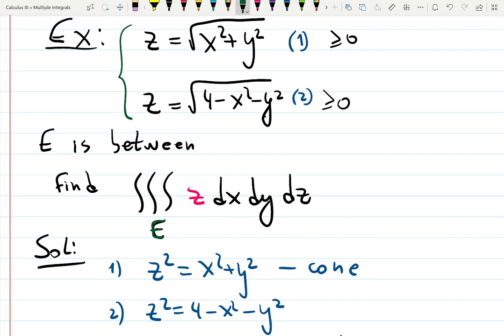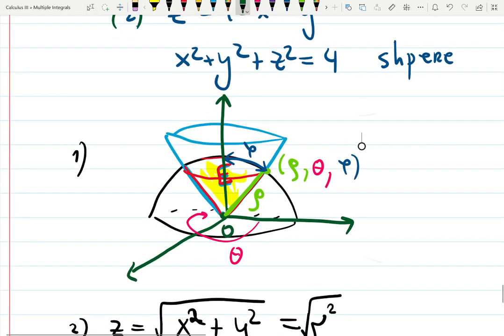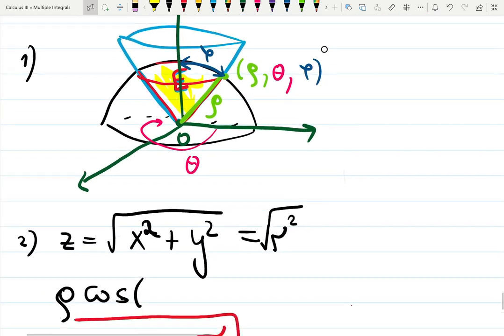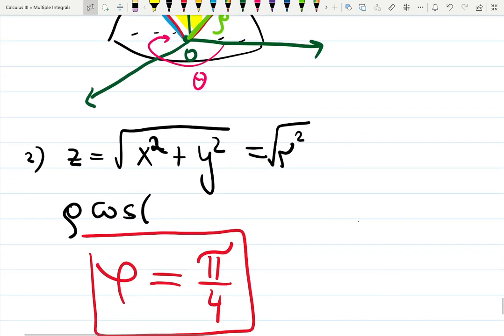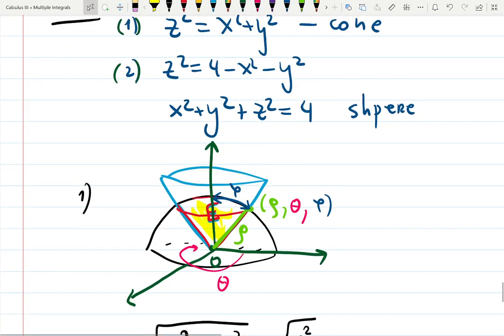z squared equals x squared plus y squared, which is coming from formula number 1. That is a cone. From formula number 2, z squared equals 4 minus x squared minus y squared is a sphere. So again, it's a very typical example. We will keep working on it all the time. It's half of the sphere, cut with the cone inside, and we're looking at the E between. So I told you the answer. Now finally let's figure out why the answer is like that.